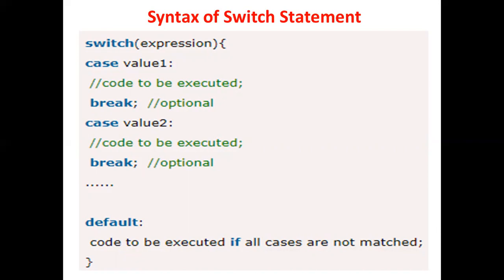The break statement is placed after the case. The break statement brings the control out of the switch block. If the break statement is not present, then the control comes to the next case value 2, and the code inside case value 2 will be executed. After the break statement, the control comes out of the switch block. If the expression does not match any of the case values, then the control goes to default and executes the default statements.